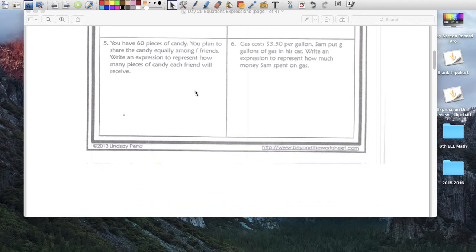You have 60 pieces of candy. You plan to share the candy equally among F friends. So you have 60 total candies, and you divide it among your friends. If you divide among 2 friends, that means everybody gets 30 candies. Each of your 2 friends gets 30 each. If you have 5 friends, that means everybody gets 12, and so forth. So depending on the number of friends, the amount of candy they each get will vary.